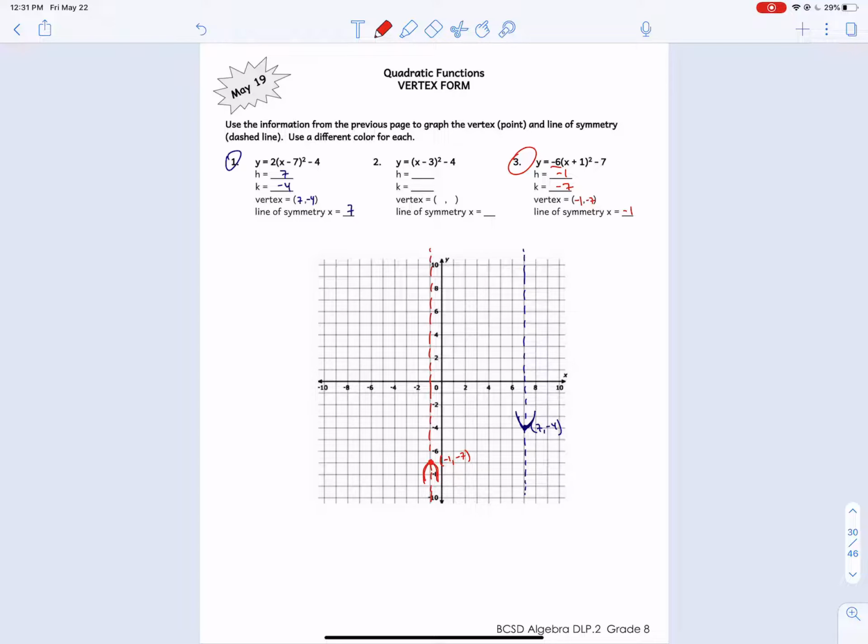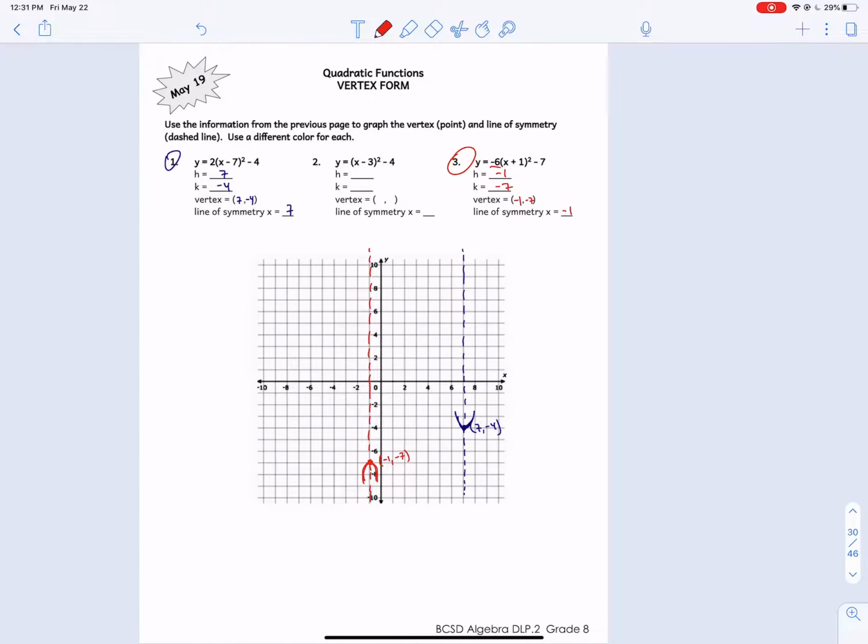Okay, and then number 2, I'll leave that up to you. But we're just going to put it on the same graph, so maybe choose green for that one.